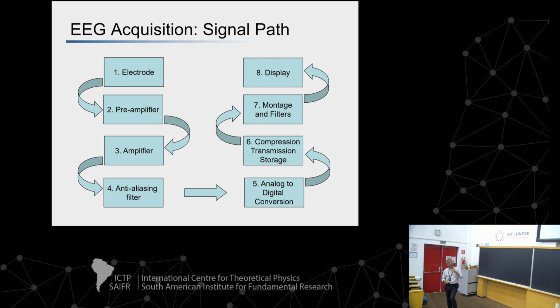The signal part, I want to walk through this because quite often we take it for granted, and we don't understand it fully, and we need to understand this because our signals completely depend on it. There are 8 parts to it. There's the electrode, a preamplifier if you use it, the amplifier, anti-aliasing filter, the A to D conversion, and then 6, 7, 8 is offline: compression, transmission, storage, montages, and filters, and a display.